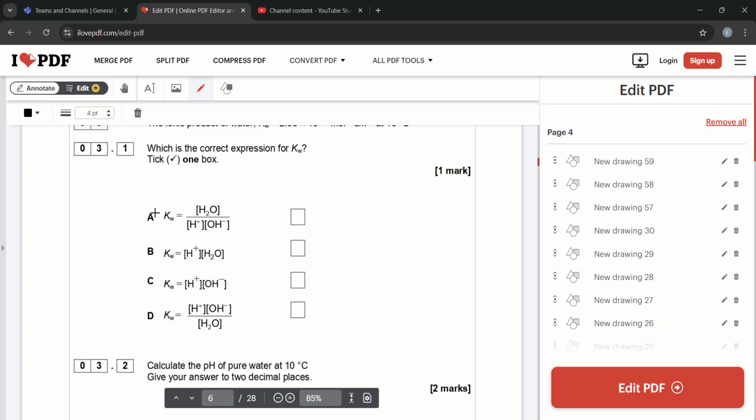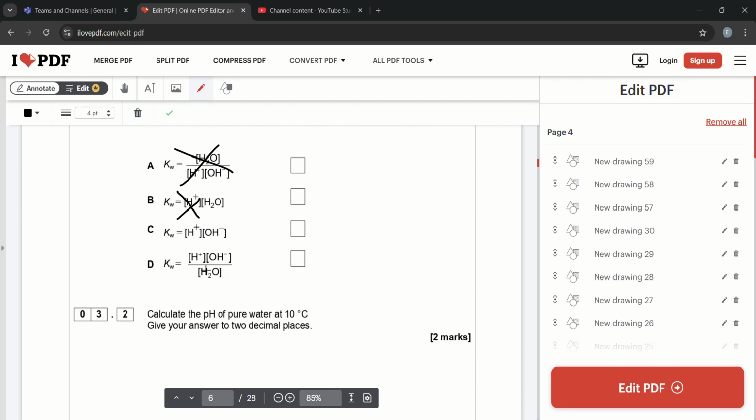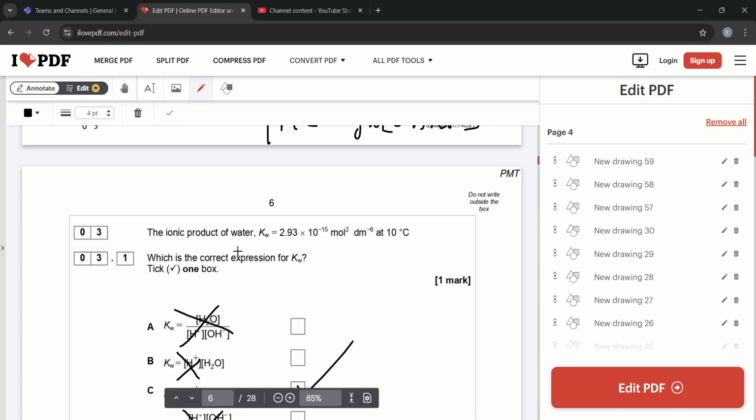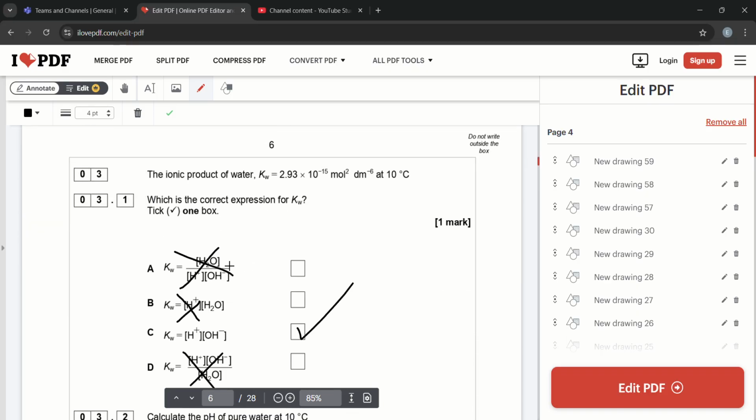Definitely not going to be A. It's got H2O in the constant, definitely not going to be B. And definitely not going to be D. The answer is C. You'll get the hang of it once you put in 2 hours into the topic of Kw, maybe even 10 minutes, and you'll quite easily identify that this is the correct expression for Kw.